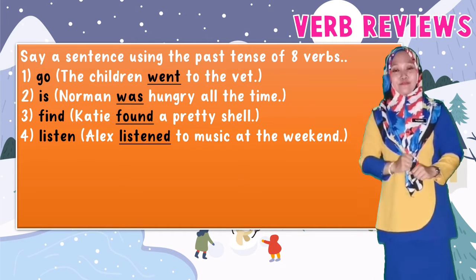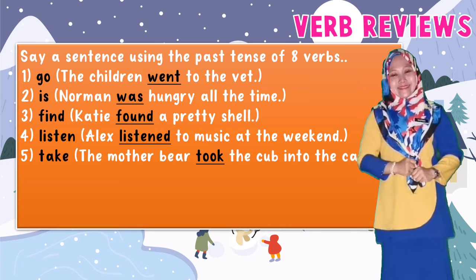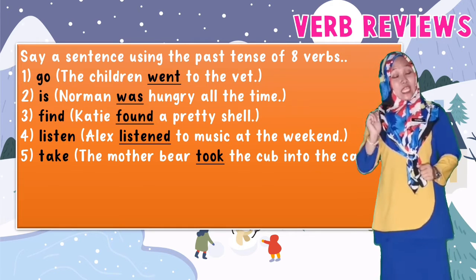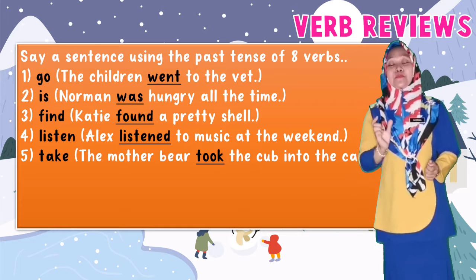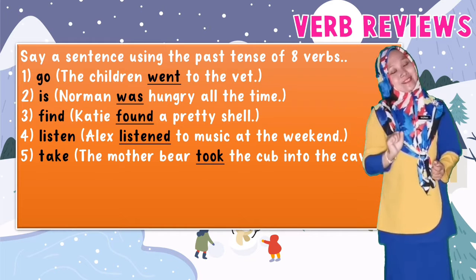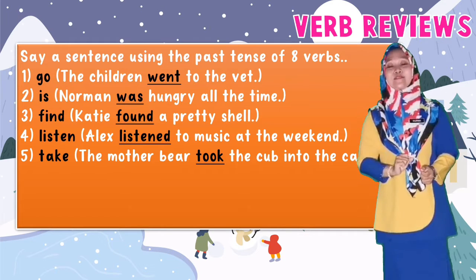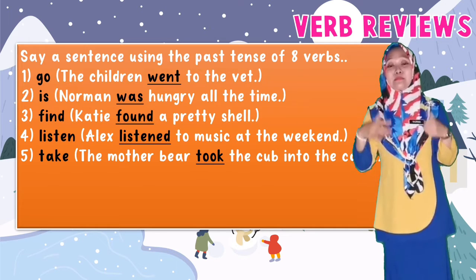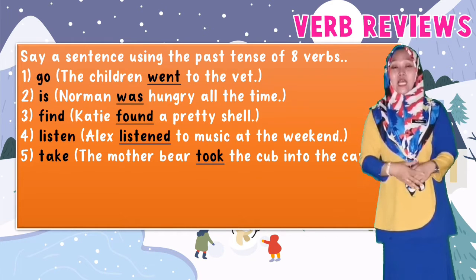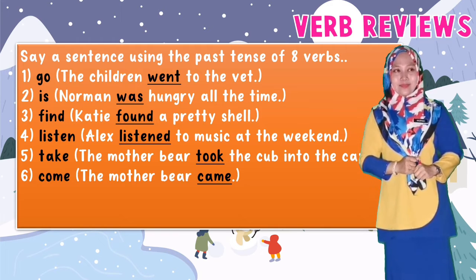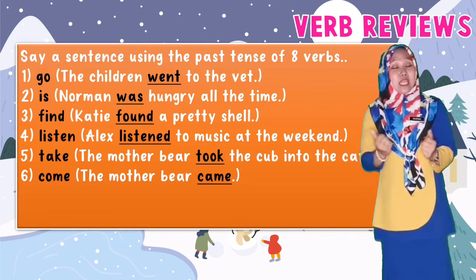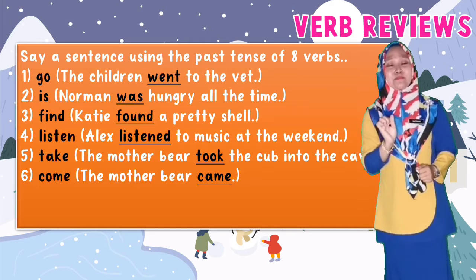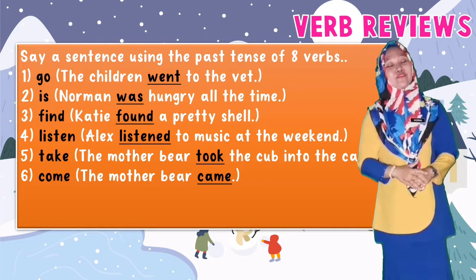Verb number 5. Take. The mother bear took the cub into the cave. Here, we use the word took in the sentence because took is the past form of the verb take. Verb number 6. Come. The mother bear came. We use the word came in the sentence because came is the past form of the verb come.